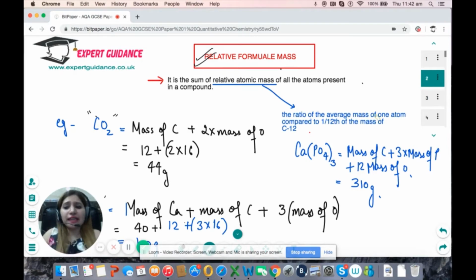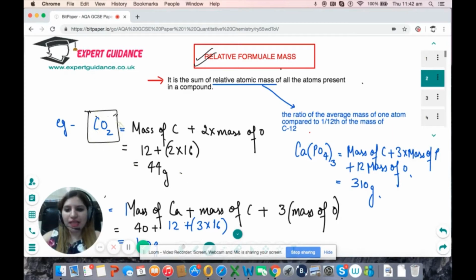Now, for any calculations in chemistry, it is very important that you understand how to find the formula mass. Okay, so let's see how you find the formula mass. For example, if you need to find the mass of carbon dioxide, formula mass is the sum of the mass of all the atoms in a compound.